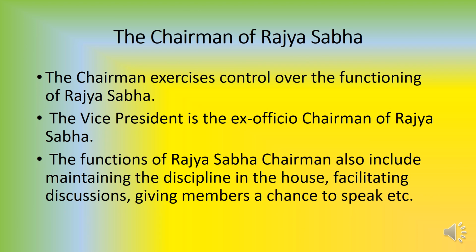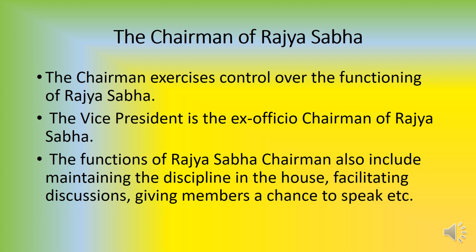About the Lok Sabha, we had the speaker as the main person. Likewise, in Rajya Sabha, we have the chairman who heads the Rajya Sabha. So the chairman exercises control over the functioning of Rajya Sabha. In Lok Sabha, we had the speaker. In Rajya Sabha, we have the chairman. Now, who becomes the chairman of Rajya Sabha? It is the vice president who will become the ex officio chairman of Rajya Sabha.